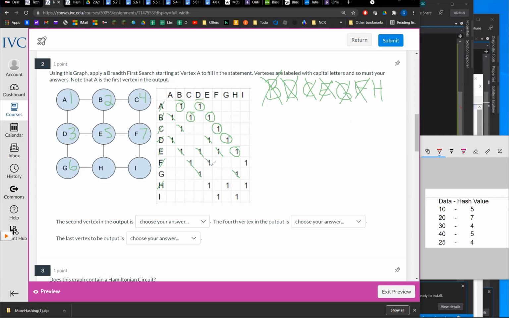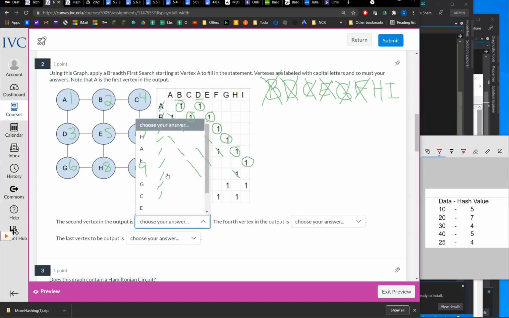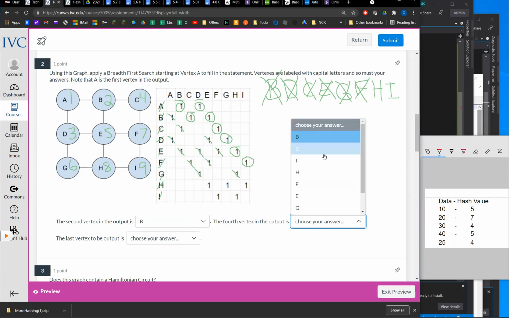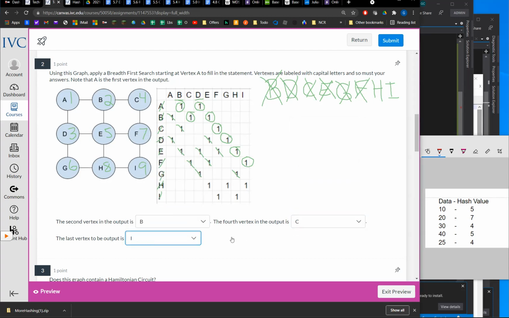No information about C or E, but I is new information. So we can NQ that. I forgot to slash that out. So all information is now known. So it'll just be H, I after that for 8 and 9. So our second vertex would be B. Fourth vertex is C. And the last happens to also be I again because of the shape of the graph.